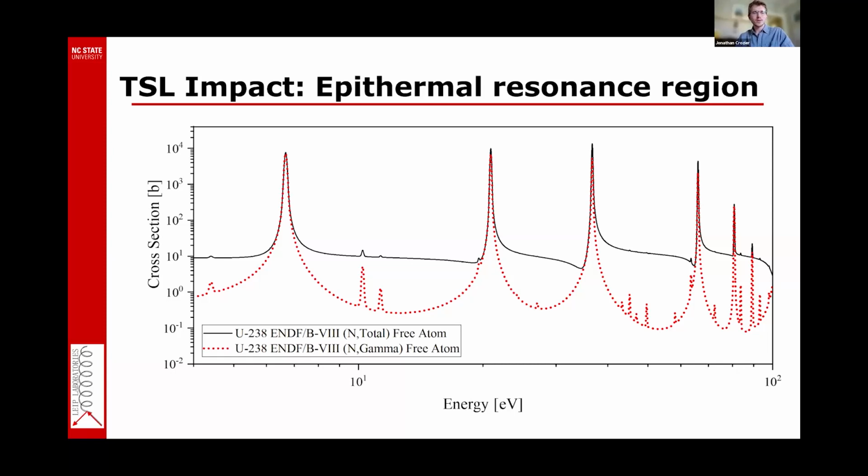First, the reason we're picking U-238 is that its low-lying resonance is closest to the thermal region, so the thermal scattering law has the largest impact. Also, U-238 is the dominant isotope, so it's the largest fraction of uranium in the crystal structure. And here I'm just showing that the (n,gamma) contribution for the resonance is the largest contribution to the free atom cross section for U-238.